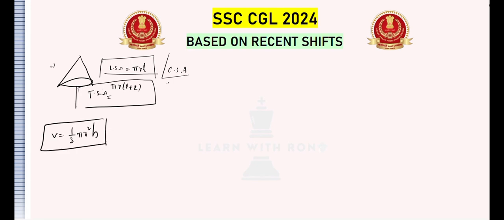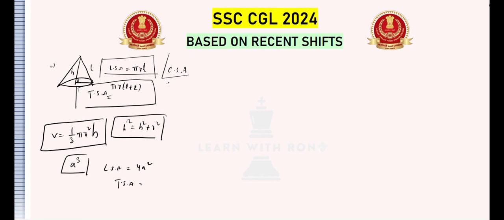Try to remember. I hope you already know, if this is L, this is H, and this is R, then L square equals H square plus R square. And one more thing, the volume of a cube is a cube, the lateral surface area of a cube is 4a square, and the total surface area of a cube is 6a square.